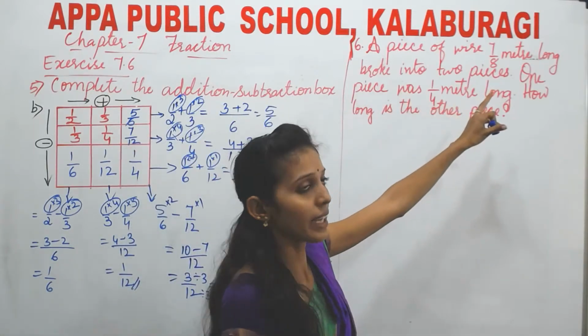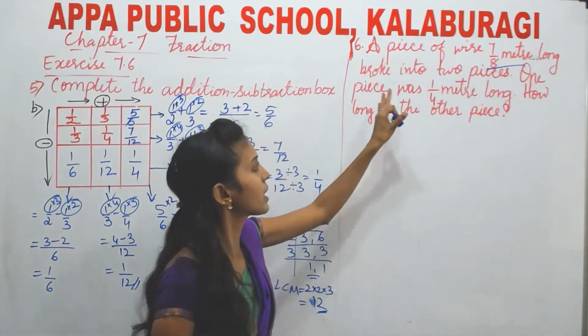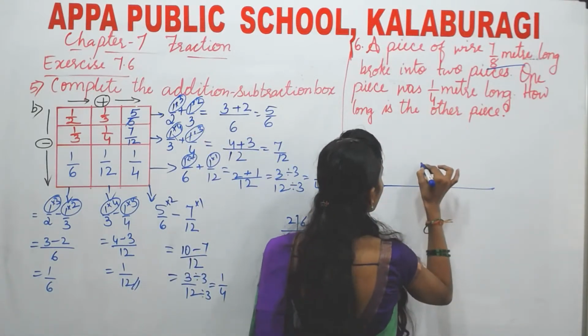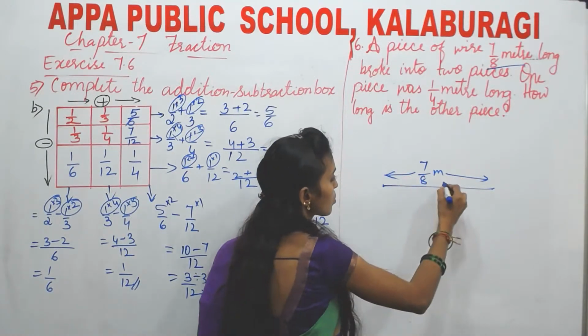Next one. See, a piece of wire 7 by 8 meter long broke into two pieces. One wire, okay, total length is 7 by 8 meter. It is broken into two pieces.